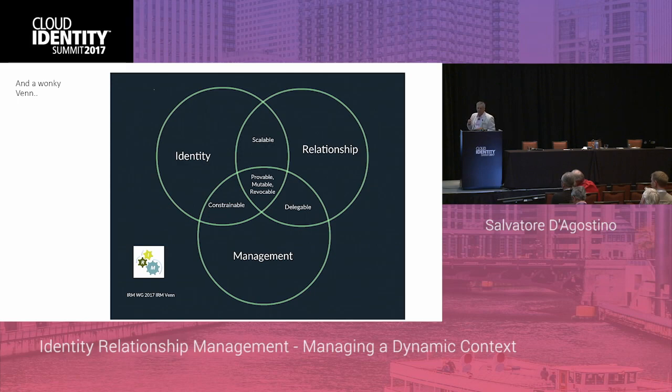And so, this is a very wonky Venn. It's not exactly Venn. It's not exactly set math. But one of the things that we were looking to do is to begin to move the conversation from this bunch of words into things like graph databases and set notation. So if you look here, basically what this is saying is that the provable, mutable, and revocable aspects of things are always a part of doing relationship management. The extent to which things are constrainable, delegable, and scalable also requires them to, at the same time, be provable, mutable, and revocable.